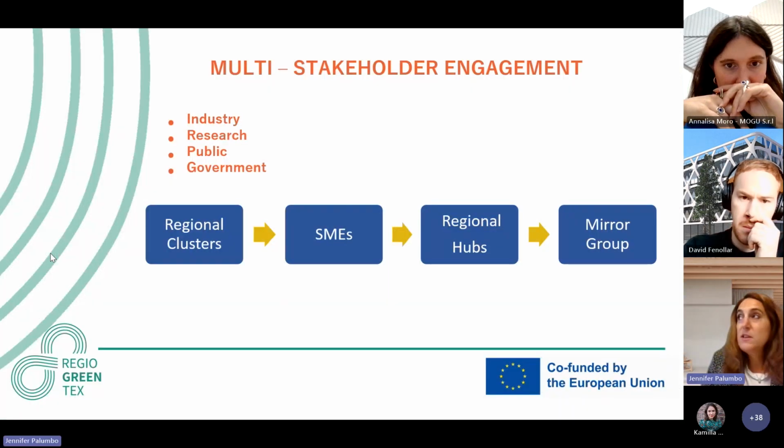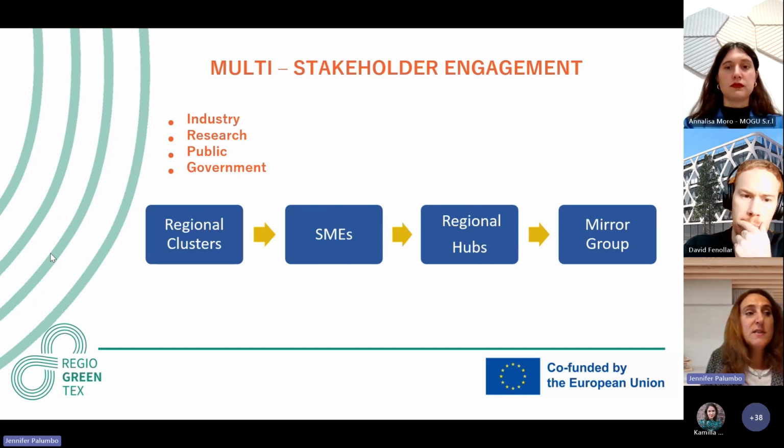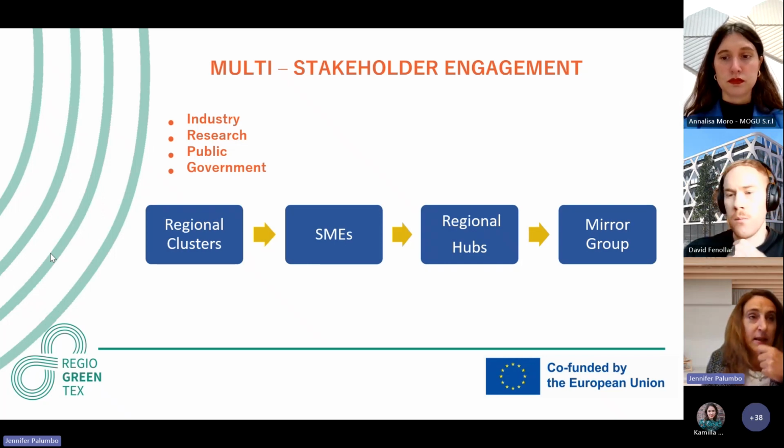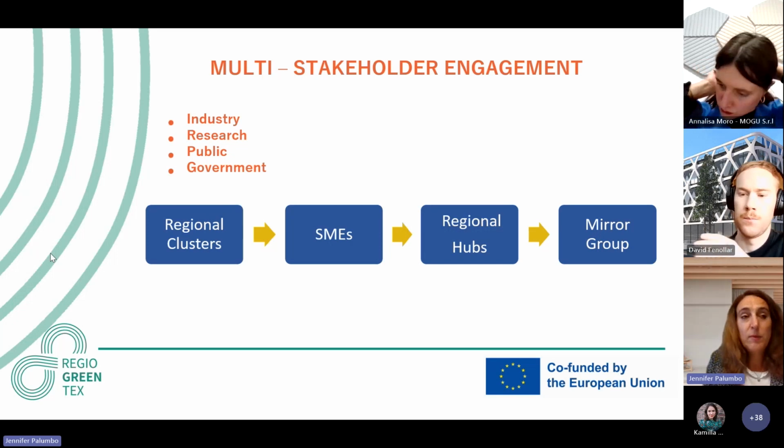So as I said, it's a multi-stakeholder engagement. Industry, research, public, and government are the levels that we deal with in terms of objectives. From the point of view of the organization of the project, every region has a regional cluster type of organization where it's either a development agency or a technical cluster.